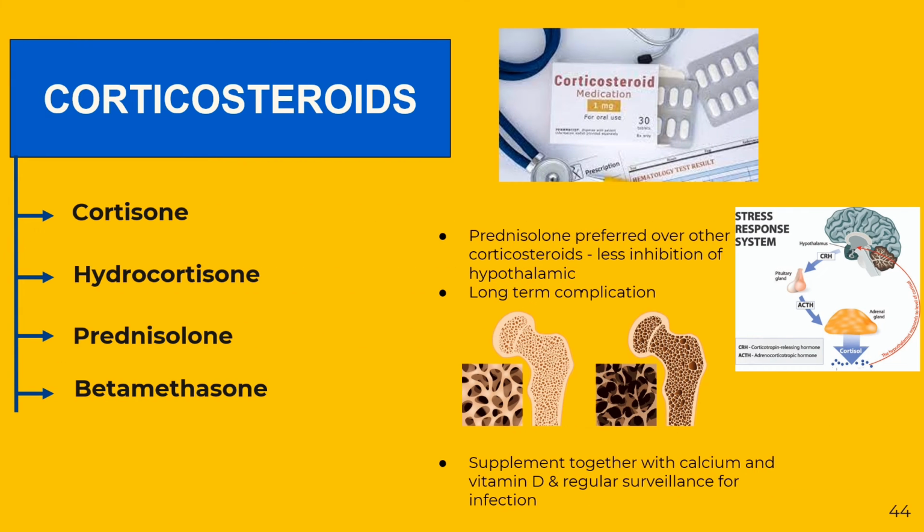The last type of drug that is being used in rheumatoid arthritis is corticosteroid, for instance, cortisone, hydrocortisone, and prednisolone. Prednisolone is preferred over other long-lasting corticosteroids like betamethasone or dexamethasone because it causes less inhibition of the hypothalamic-pituitary-adrenal axis. But we need to consider long-term use of this drug because long-term corticosteroids predispose to several complications such as osteoporosis and infection. Therefore, it is commonly supplemented together with calcium and vitamin D and regular surveillance for infection.